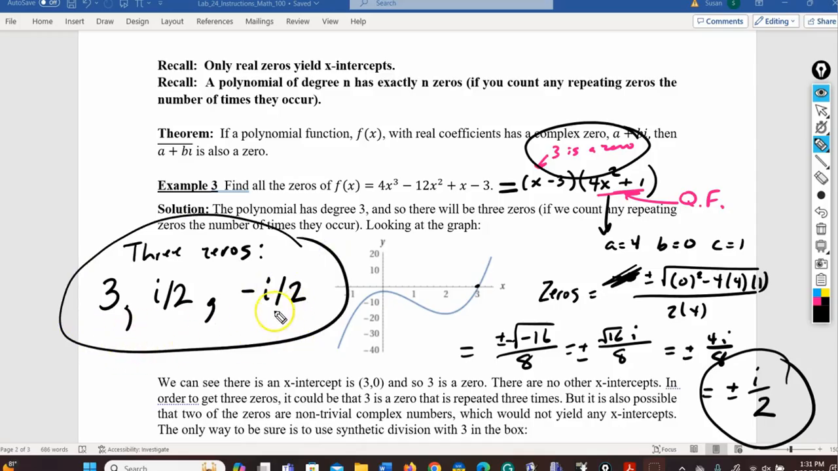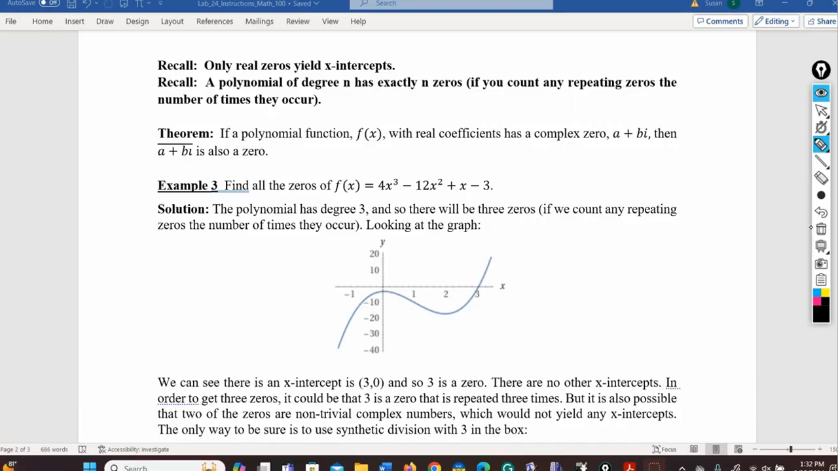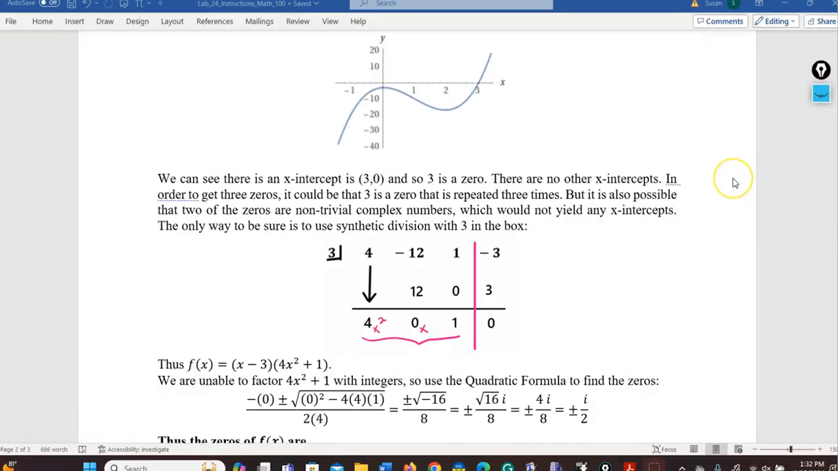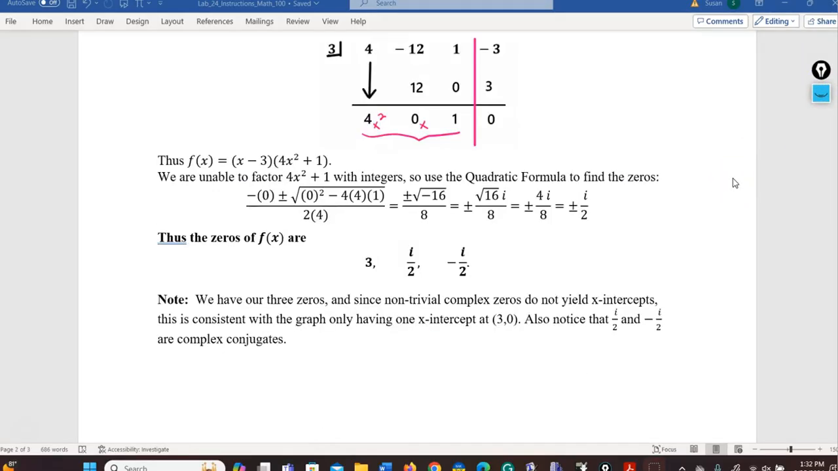Now this is consistent. I have 3 zeros. Only one of them is a real number. So these non-trivial complex numbers do not give me x-intercepts, and they are complex conjugates of each other. So all of that is consistent. Okay, so all of that's in the calculations that we've given here.